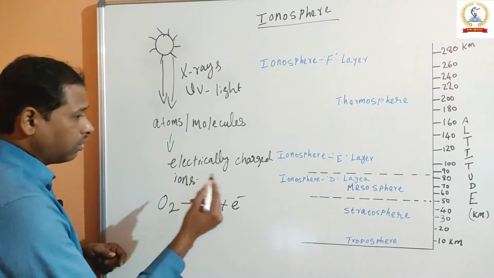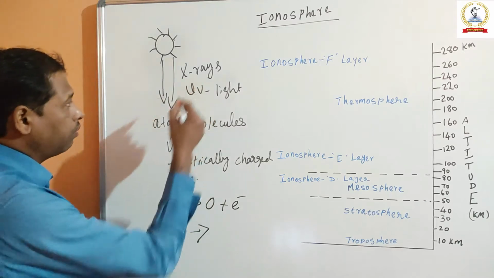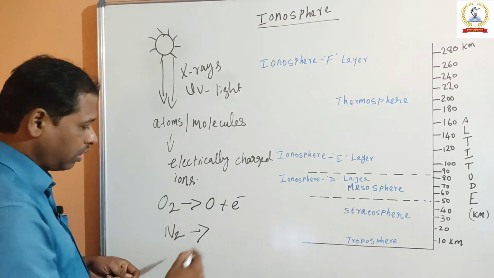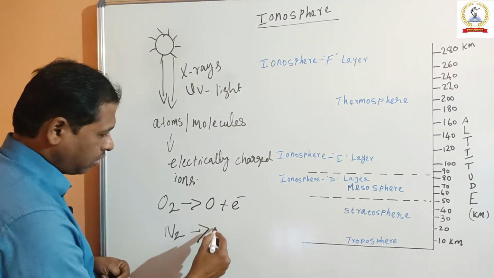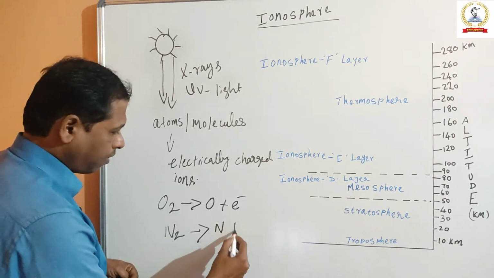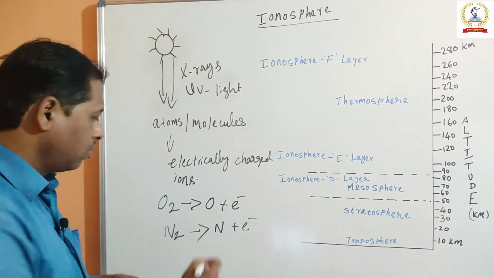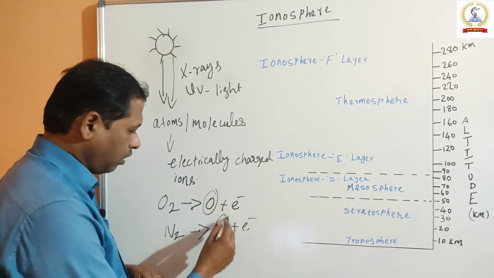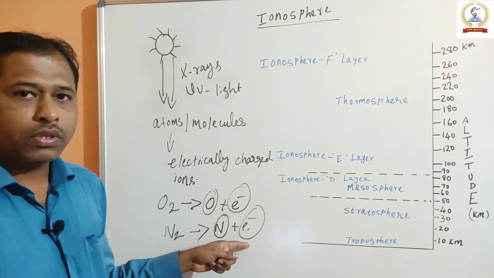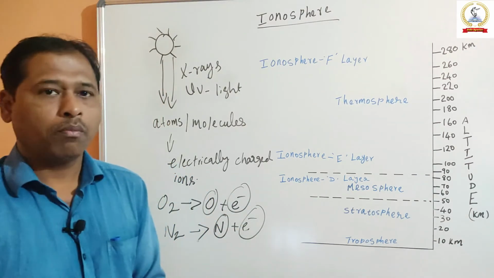For another example, suppose nitrogen. What will happen? This high energy light and ultraviolet light separate the nitrogen into electrically charged nitrogen and electrons. These electrically charged ions and electrons behave differently than normal atoms and molecules.